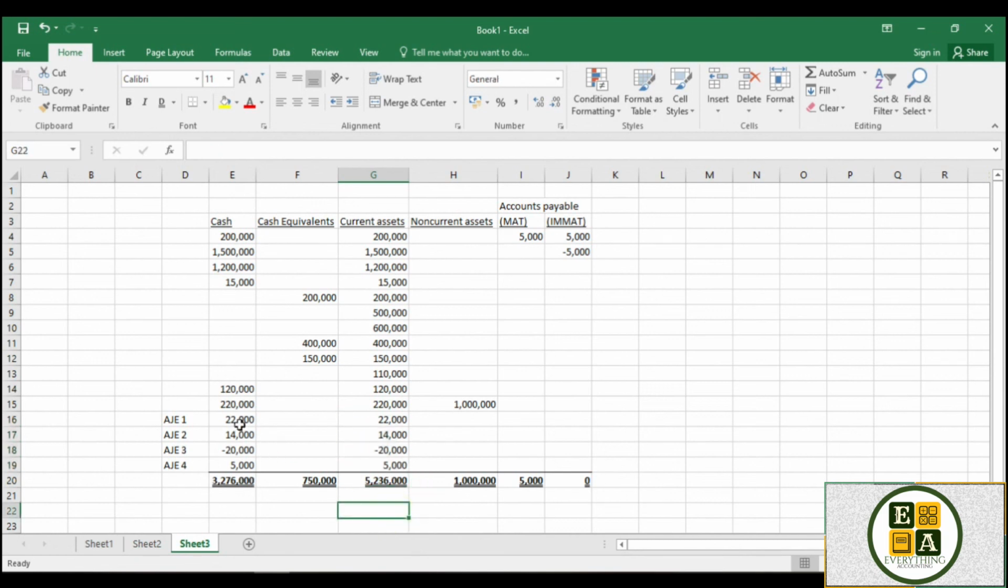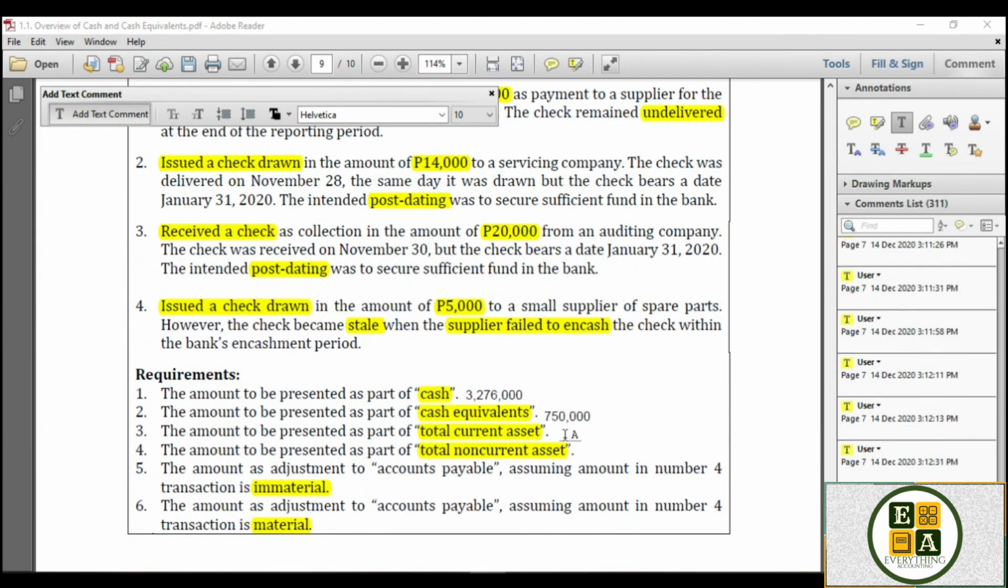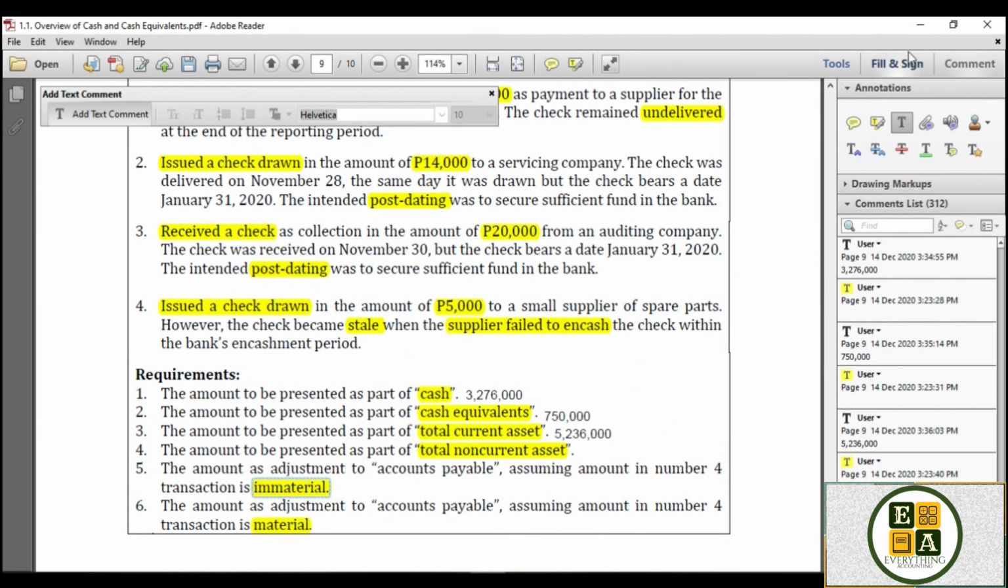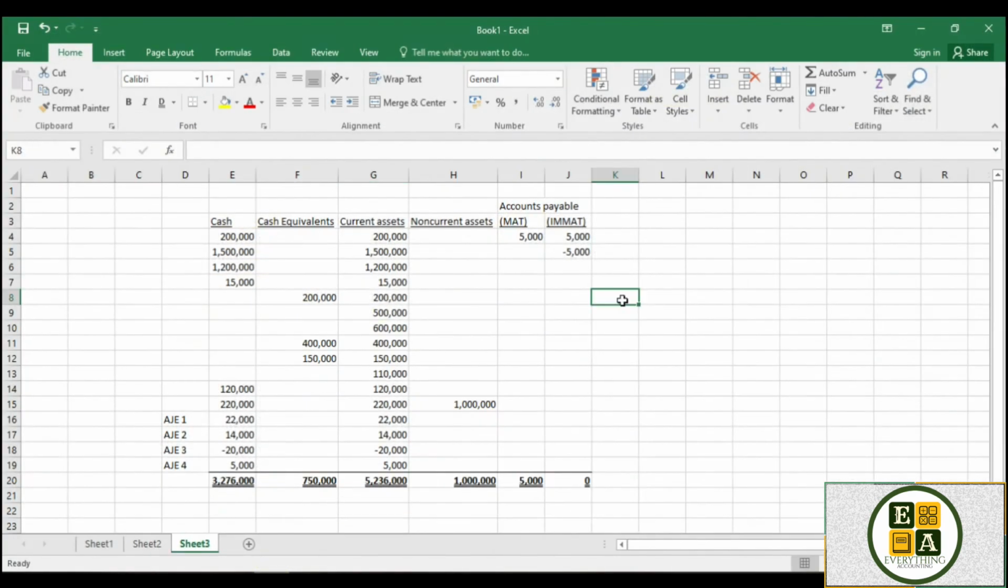Appear din yan kasi the adjustment to cash is also adjustment to current assets. The adjustment to accounts receivable will also be an adjustment to current asset. Okay, kaya nga may minus din dito. So for current asset, we have it 5,236,000. Then for number 5, kapag daw immaterial, 0. Kapag naman material, automatic 5,000. Okay? So, yun yung sagot. So, that's it. Have a good day.